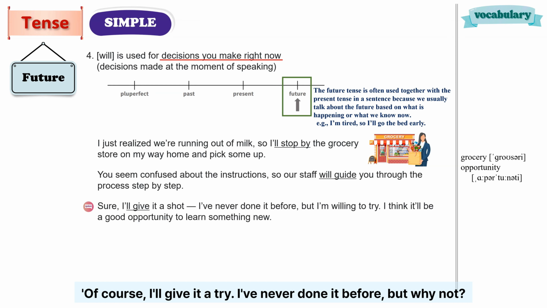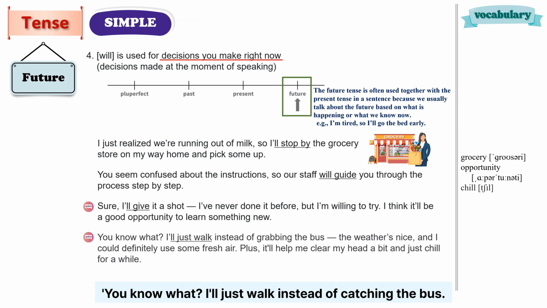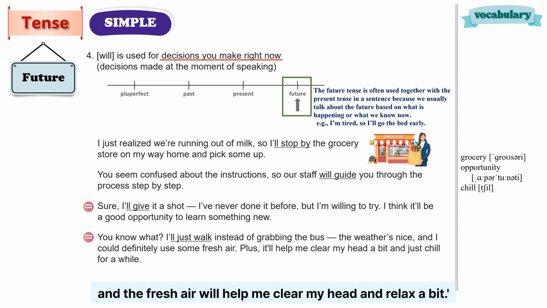Of course, I'll give it a try. I've never done it before, but why not? I think it's a great opportunity to learn something new. You know what? I'll just walk instead of catching the bus. It's nice weather, and the fresh air will help me clear my head and relax a bit. In both personal and formal situations, the context shows that these decisions were made just now.